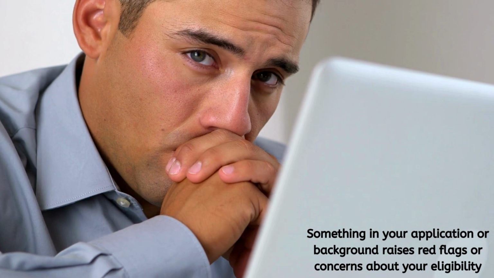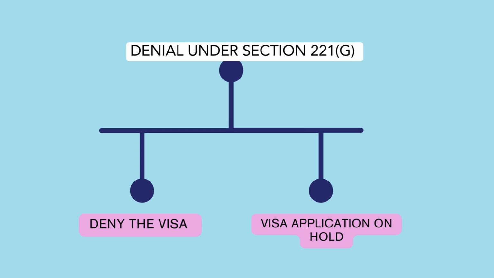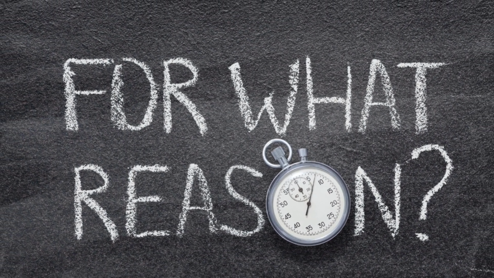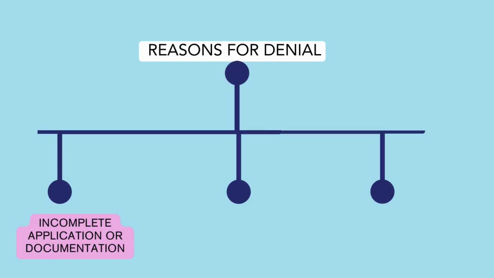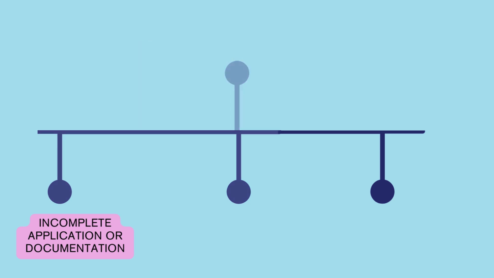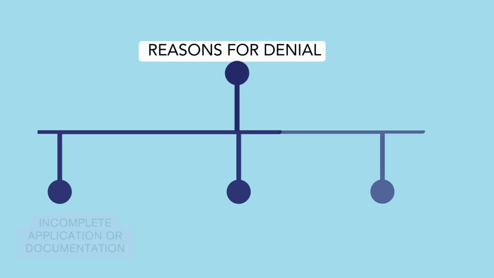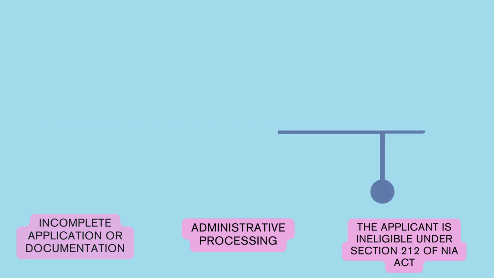The visa officer can either deny your visa or put your visa application on hold on grounds of needing further review. Now friends, there are three main reasons for denial of visa under this section. Number 1, incomplete application or documentation. Number 2, administrative processing. And number 3, the applicant is ineligible under Section 212 of the Immigration Act.